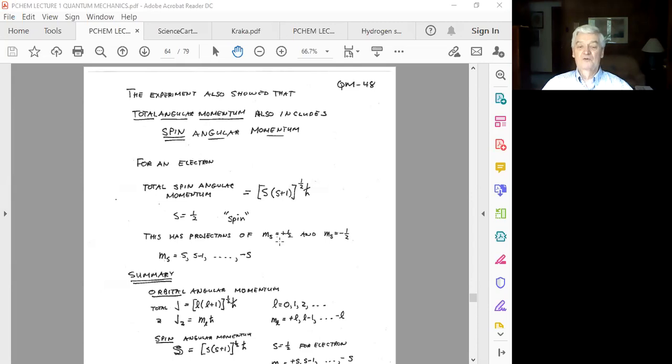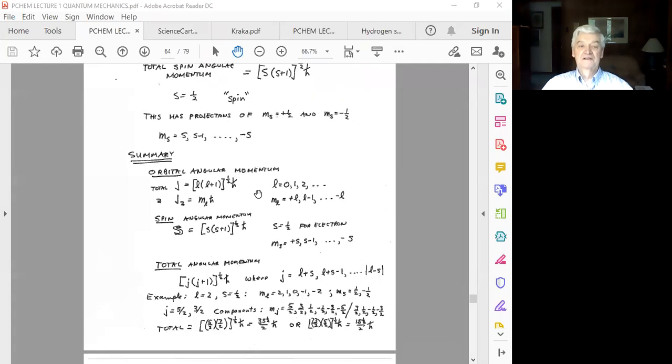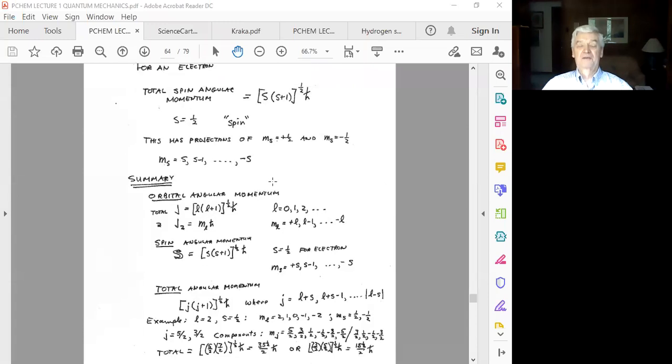But basically, we're looking at the kinds of quantum numbers for angular momenta and spin that we're going to run into when we get into atomic systems. But the bottom line of all this is here in the summary.